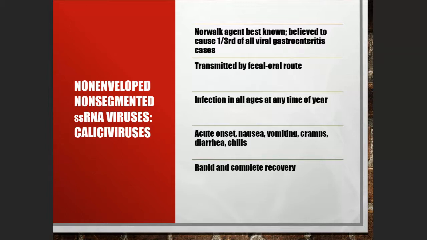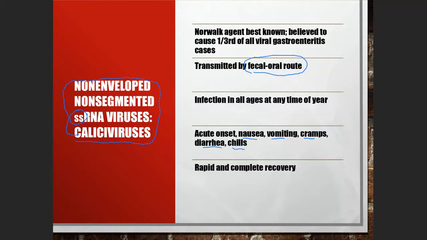The next one is caliciviruses. This is also the naked, non-segmented ssRNA, so single-stranded RNA, called the caliciviruses. Again, mostly fecal oral route, so the problem is mostly in the GI tract, causing nausea, vomiting, cramp, diarrhea, and chills, because this is a GI tract infection.